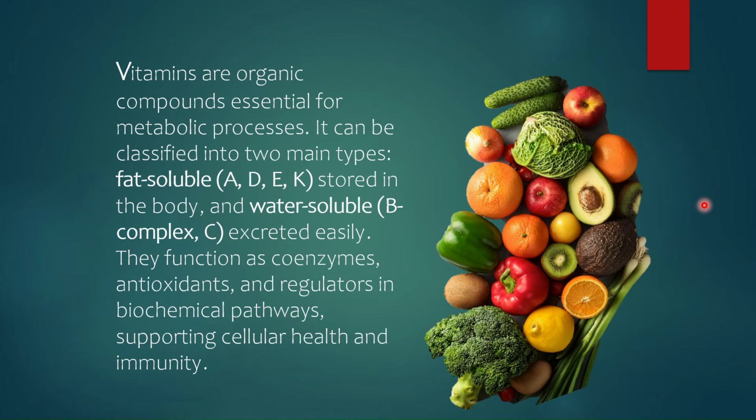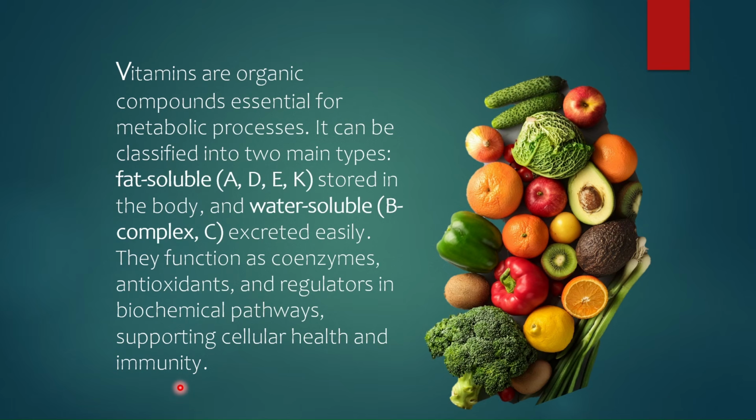As you might already know, vitamins are organic compounds essential for metabolic processes. They are also known as micronutrients. They can be classified into two main types: fat-soluble vitamins that are stored in our body and water-soluble vitamins that are excreted easily from our body. Examples of fat-soluble vitamins include vitamin A, D, E, and vitamin K. Examples of water-soluble vitamins include vitamin B complex and vitamin C. Vitamins function as coenzymes, antioxidants, and regulators in various biochemical pathways and support cellular health and immunity.